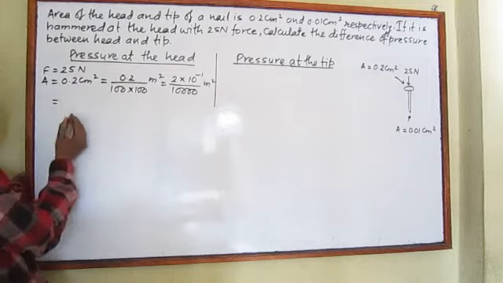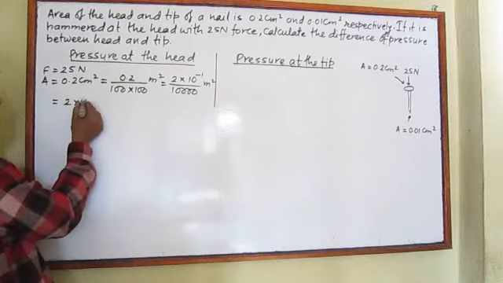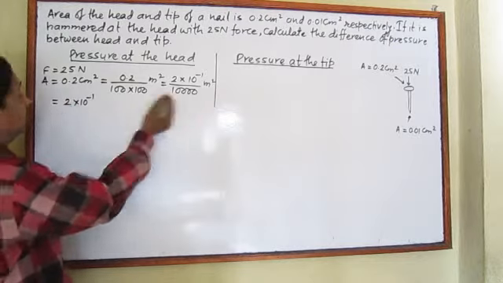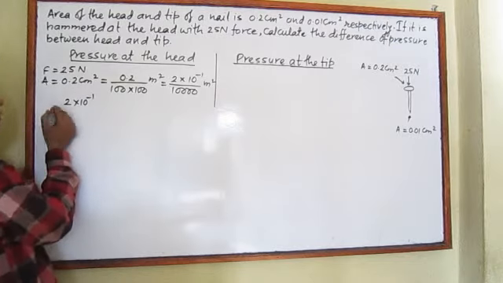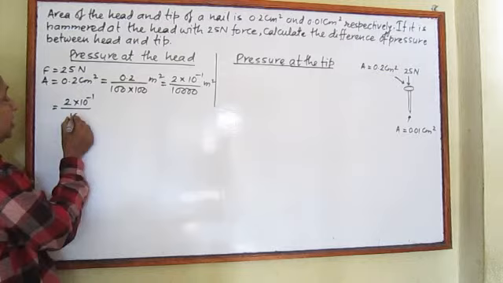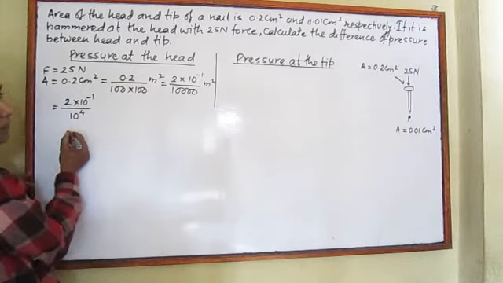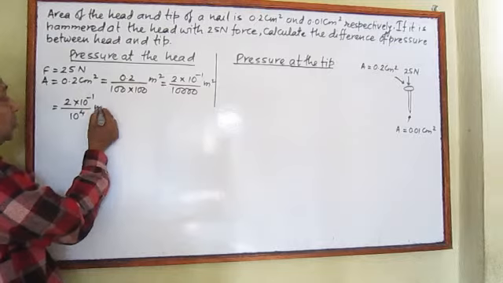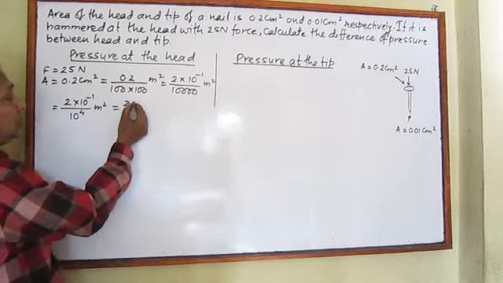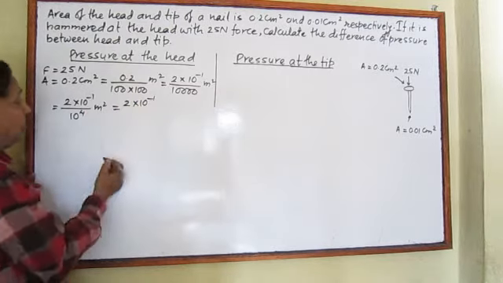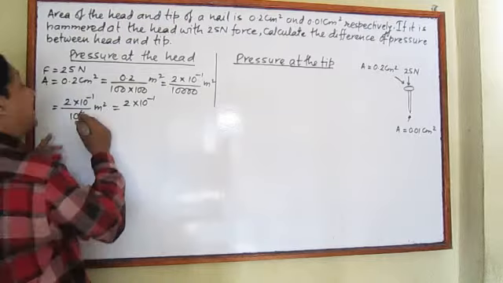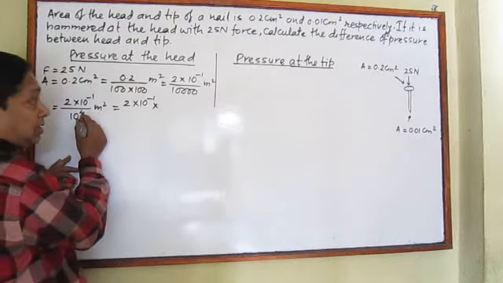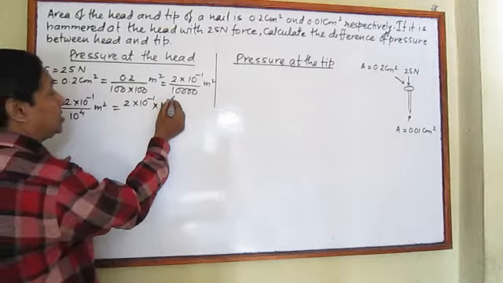Now this is equal to 2 into 10 to the power minus 1 in the numerator, and in the denominator there are 4 zeros with 1. That's why we can write 10 to the power 4. 10,000 means 10 to the power 4, there are 4 zeros, meter square. This is equal to 2 into 10 to the power minus 1. If 10 to the power 4 is taken in the numerator, then the power becomes negative. Here it is 4, so 10 to the power minus 4.